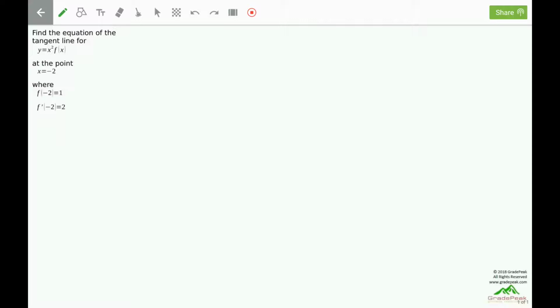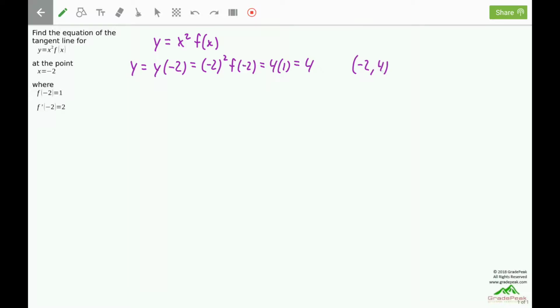We're therefore going to have to find the corresponding y coordinate, and that's found by plugging that x coordinate into the function, which is y equals x squared times f of x. So the y coordinate will be y evaluated when x is -2, which will be -2 squared times f of -2. The -2 squared is 4, and f of -2 is given to us over here. It's actually 1. So this will be 4 times 1, and 4 times 1 is 4. So we have a y coordinate of 4 to go with the x coordinate of -2. We have the point -2, 4.